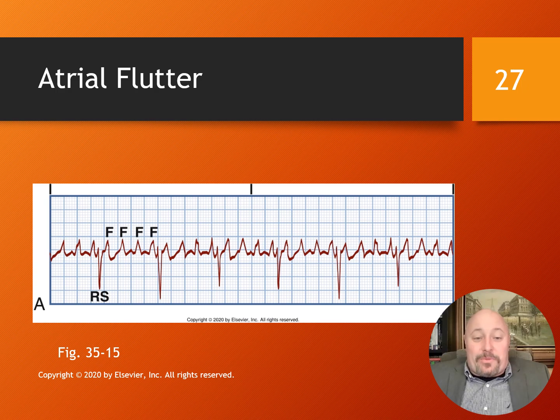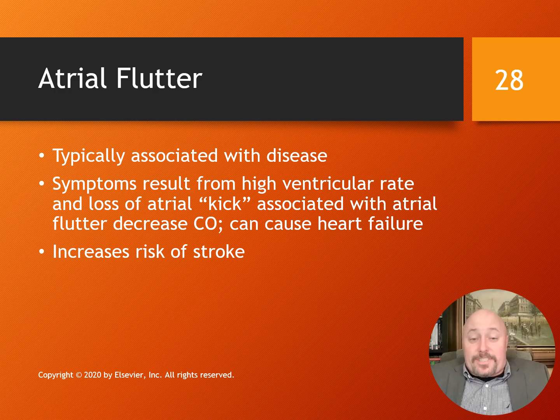Here's a diagram of that atrial flutter, and you can notice those P waves are like a sawtooth, shark tooth pattern. And in that case, the atria is just slamming open and shut with QRS complexes running relatively independently. It's going to be an irregular rhythm. Atrial flutter is typically associated with an underlying disease, and symptoms result from high ventricular rate and loss of atrial kick associated with an atrial flutter, decreased cardiac output, and can lead to heart failure, along with that increased risk of stroke, just like AFib.